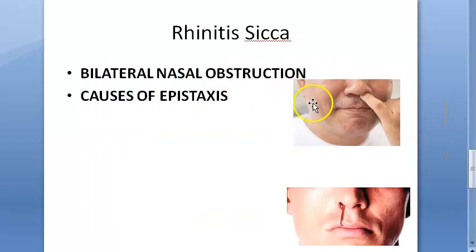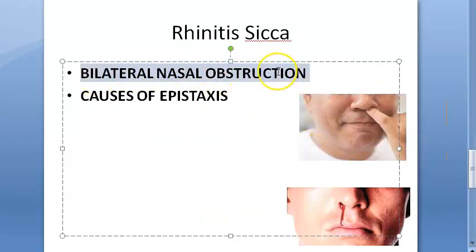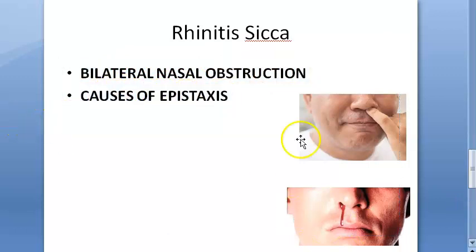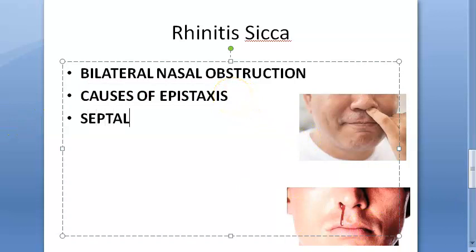Okay. So what are the problems these people will have? Bilateral nasal obstruction they can have, and they can have epistaxis, right? Septal perforation. Ulceration.